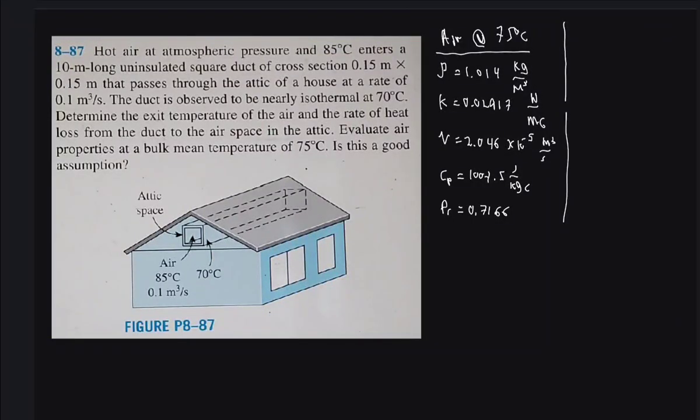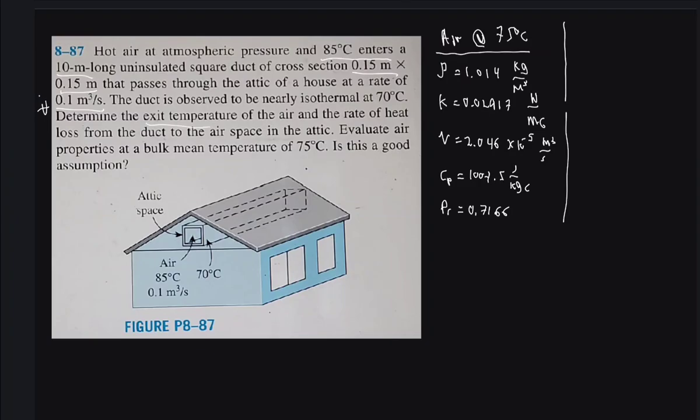Right, heat transfer question. We have a house and we have a rectangular duct. Hot air enters at 85°C, 10 meters long. This is a cross section, 15 by 15, so it's square, at a rate of 0.1 meter cubed per second. So that's V dot, the volumetric flow rate.